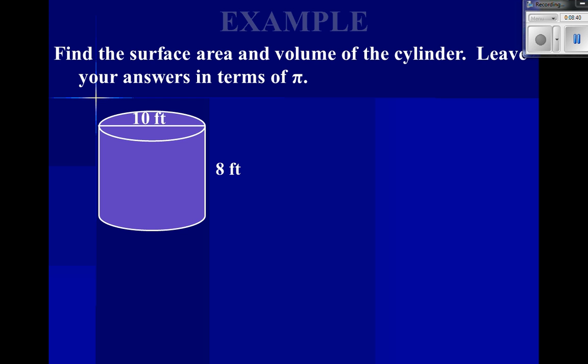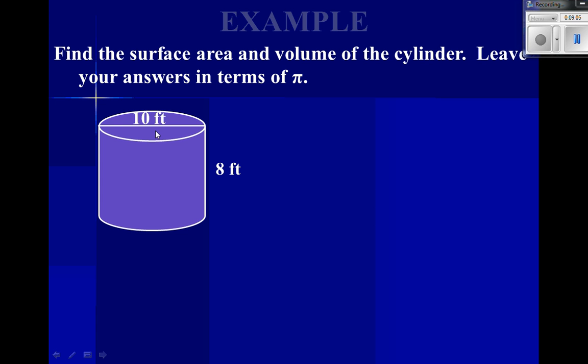And again, you're going to leave your answers exact, so you're going to leave them in terms of pi. Okay, so reading this picture, you see that you have a height of 8, because that's the distance between the bases, and then you have a diameter of 10. Now, you've got to remember that you only need the radius. So you're going to cut this in half and get 5.